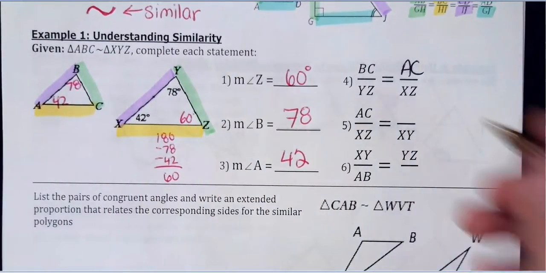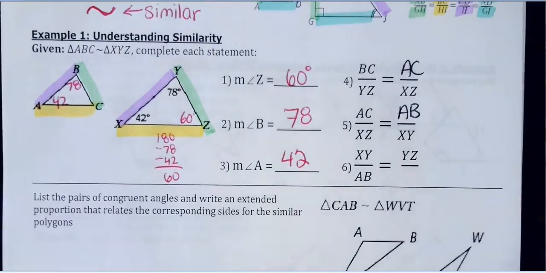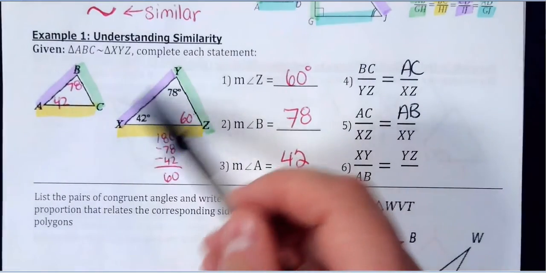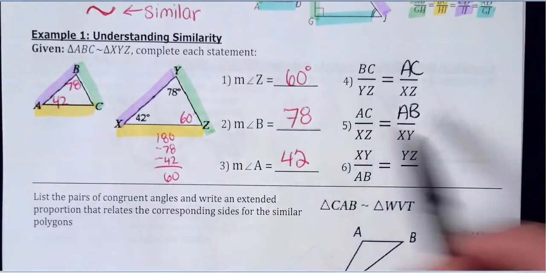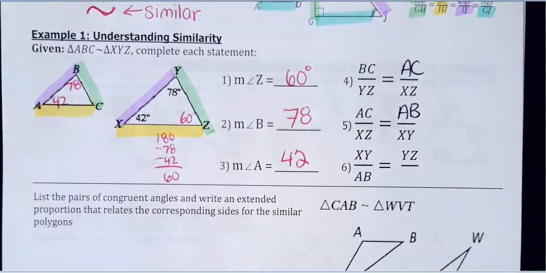AB, exactly. All right, and then I got one more. Where's XY? XY is this purple one. AB is this purple one. And then it says YZ over what? BC. Okay, and you guys, it doesn't matter as long as you're consistent.